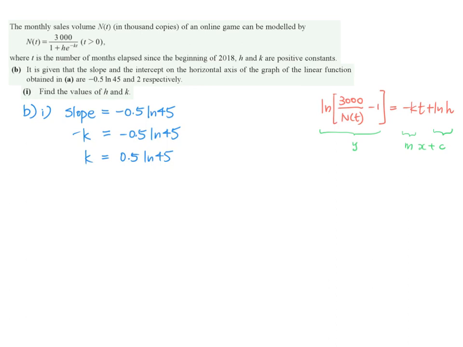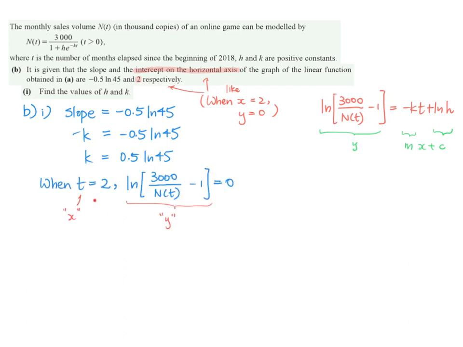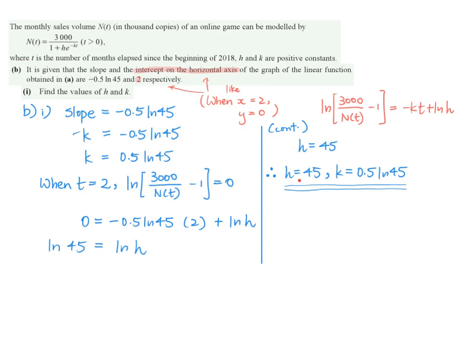Now how do you find h? Then you have to make use of this 2, which brings us to here. It's like the x-intercept, right? It's like when x equals 2, y equals 0, because that's a horizontal intercept. So we translate this into our own situation here. Now I could plug in all these numbers to solve for h. So I have ln 45 equals ln h, and so h equals 45 and k equals 0.5 ln 45.